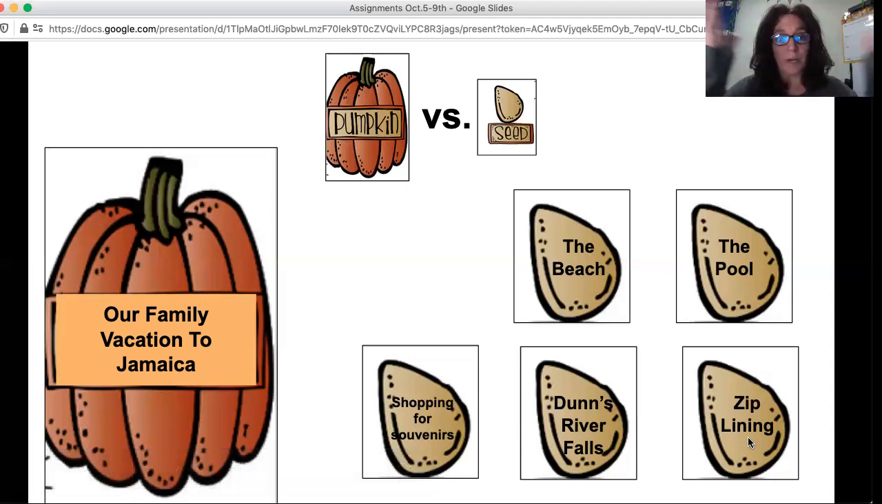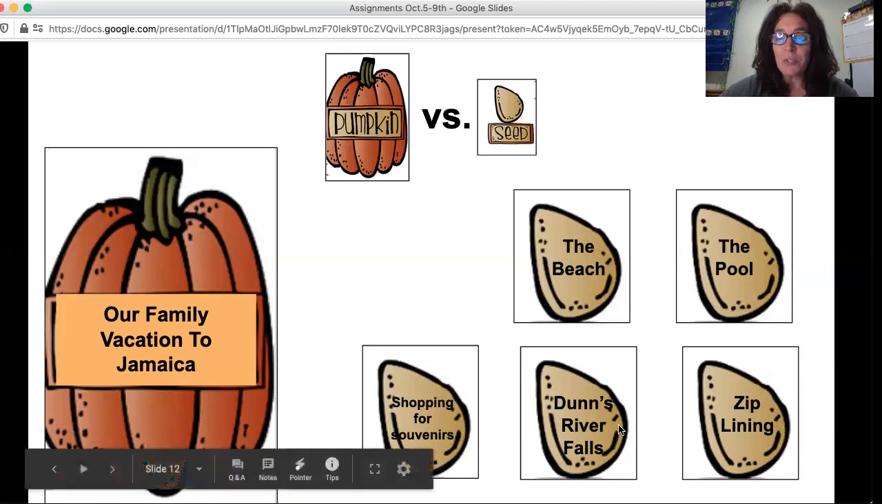I could write a story about my trip to Jamaica and say, first we went to the beach, then we went to the pool. After that, we went shopping for souvenirs. But first of all, those things didn't all happen on one day. And that's a lot of stuff to tell. That's a pretty big story. So I decided to break this story down into a smaller part or seed. And I chose to write about the time on our vacation to Jamaica that my family and I went to a place called the Dunn's River Falls.